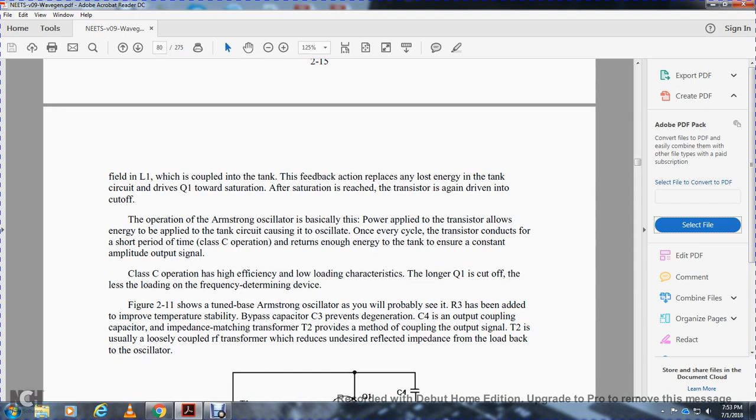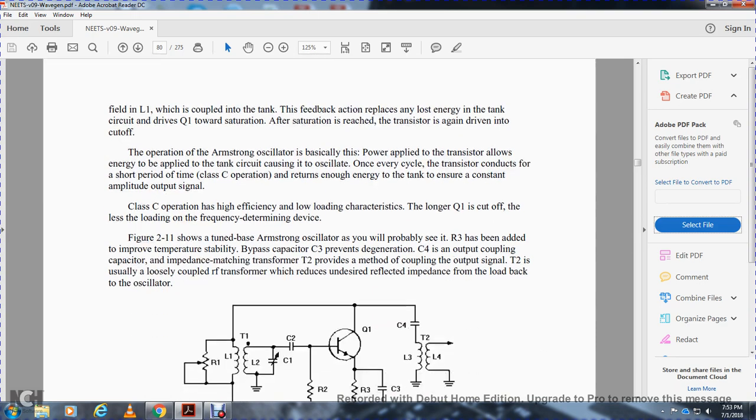Class C operation returns enough energy to the tank to ensure a constant amplitude output signal. Class C operation has high efficiency and low loading character. The longer the transistor is cut off, the less loading of the frequency determining device.